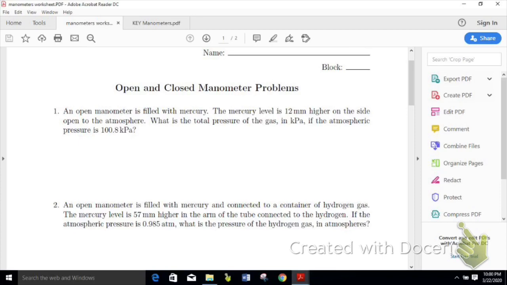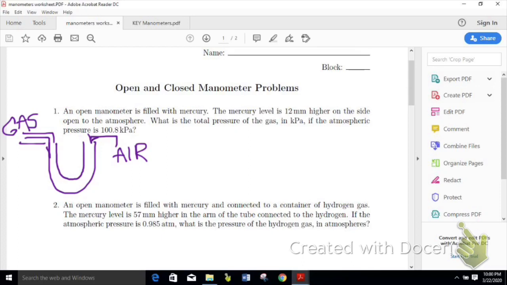An open manometer that they're describing. Let's do a real brief sketch here to help us think through the open manometers, since they're a little harder. I'm going to have this side connected to my gas, and gas will be pushing there, and we're going to have this side open to the air. It says that the mercury is 12 millimeters higher on the side open to the air. So if we were going to sketch this, it would look something like this. This would be our H value.